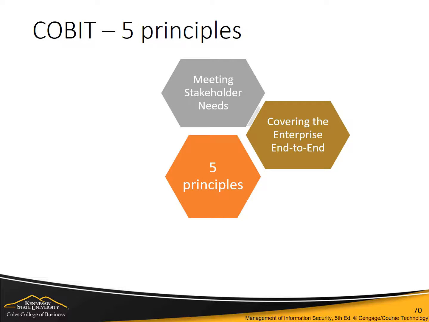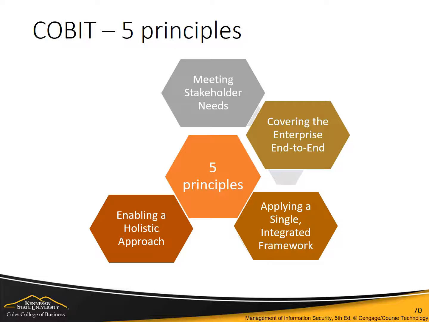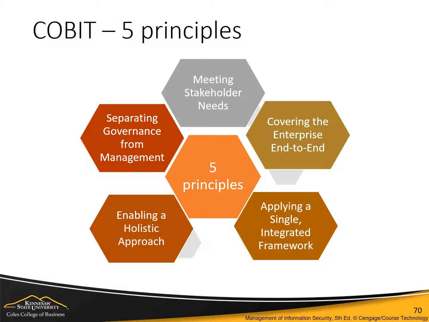Principle 2, covering the enterprise end-to-end. This includes ensuring the integrity of the data you receive from others and securing the data that you send to others. Principle 3 is applying a single integrated framework rather than a patchwork of policies integrated in response to problems. Principle 4, enabling a holistic approach, able to see the whole and make an informed decision on InfoSec policies that will work for all. Principle 5, separating governance from management. Governing policies, plans, and procedures are different from day-to-day management of information security policies. The COBIT-5 framework also incorporates a series of enablers to support the principles.